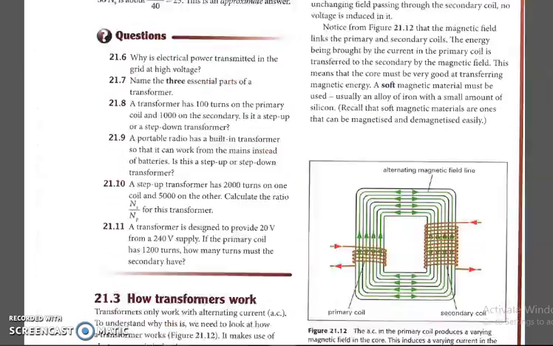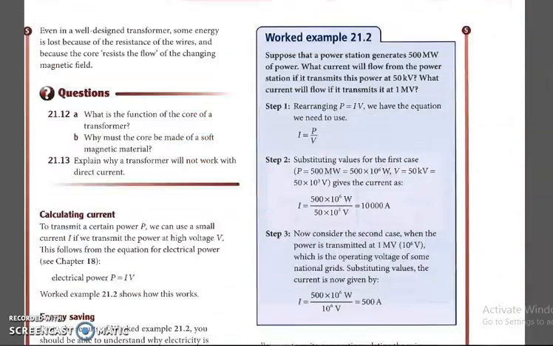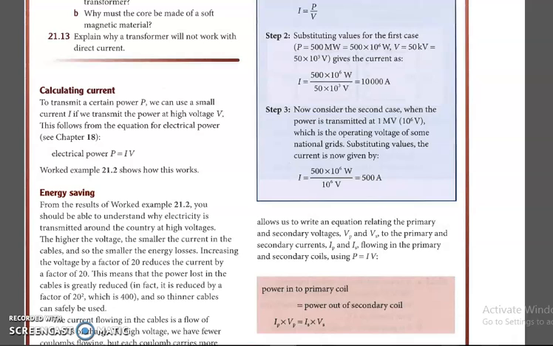What you have to do is answer the previous section questions. Next we can study the relationship between current and voltage. We know the equation, power is equal to voltage into current. To transmit a certain power, we can use a small current if we transmit at high voltage. So to reduce the power loss, we will use a high voltage and reduce the current, as we have already discussed.